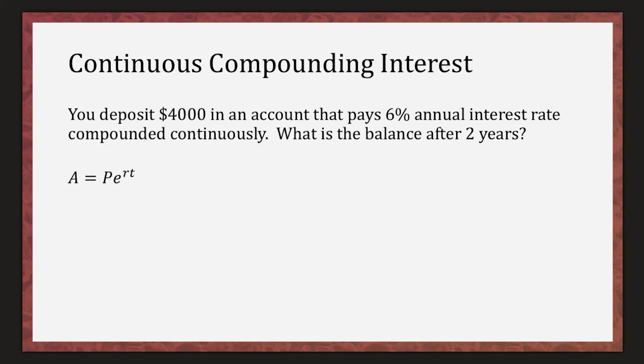So let's say you deposit $4,000 in an account that pays 6% annual interest rate, compounded continuously. What is the balance after 2 years? So we're looking for A, and our P is $4,000. e is our constant, so we don't have to write that out. r is 6%, which is 0.06 as a decimal. And time is 2 years.